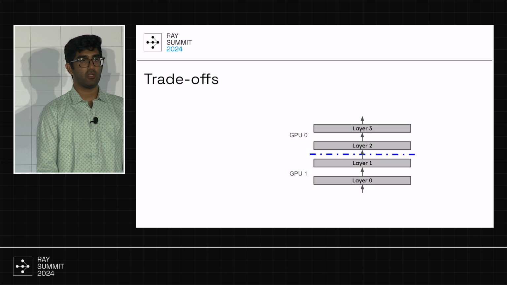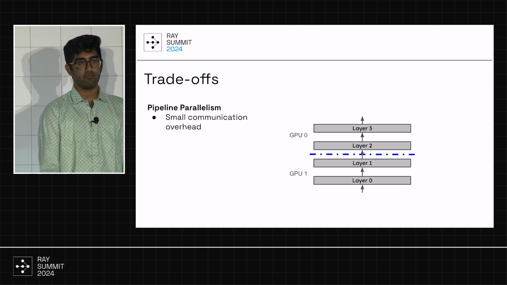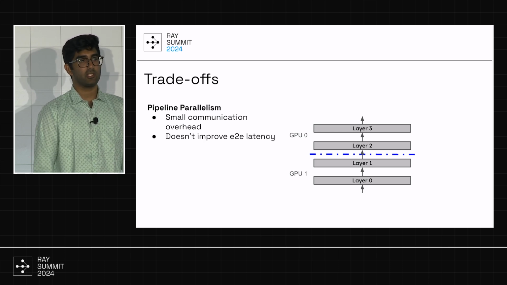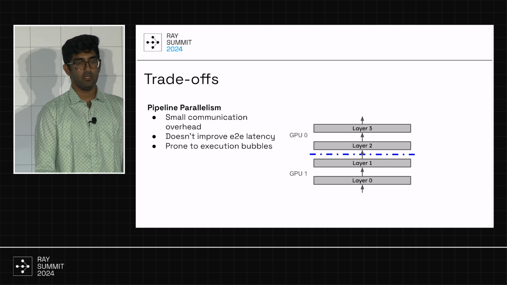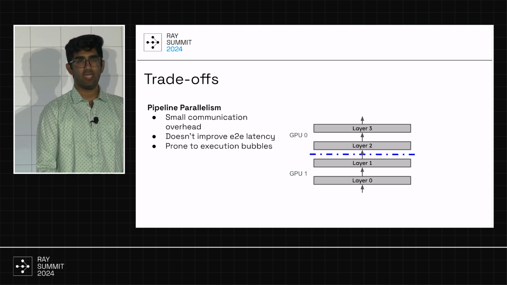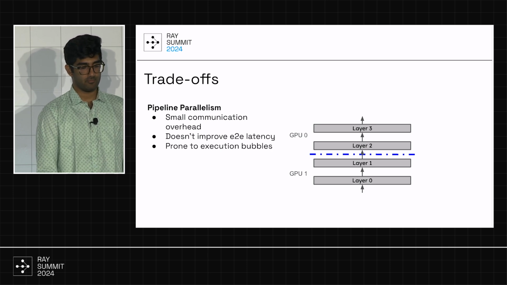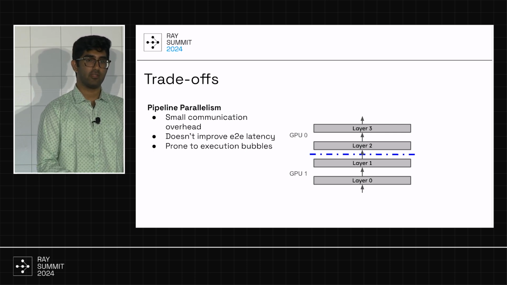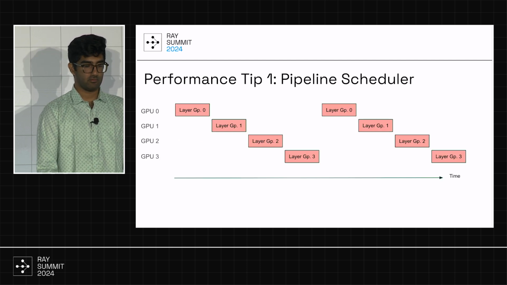Okay, and so there are some trade-offs here as well. One of the main advantages of pipeline parallelism is that it has a much lower communication overhead compared to tensor parallelism. But at the same time, it doesn't improve end-to-end latency the same way that tensor parallelism does. It's also prone to execution bubbles. And in general, the implementation is a lot more complicated than tensor parallelism. And so here, really, the solution is that you want to use both techniques together. Maybe use tensor parallelism within a node, and then pipeline parallelism across nodes where it's more expensive.